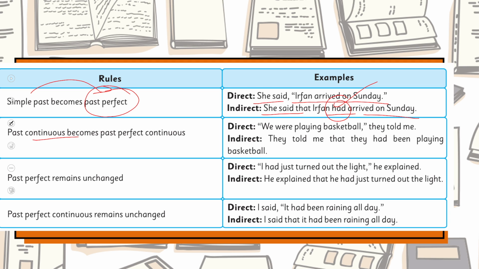Similarly, past continuous becomes past perfect continuous. Past perfect remains unchanged. We do not change past perfect. Past perfect continuous also remains unchanged. So these two will not be changed. They will be as they are.